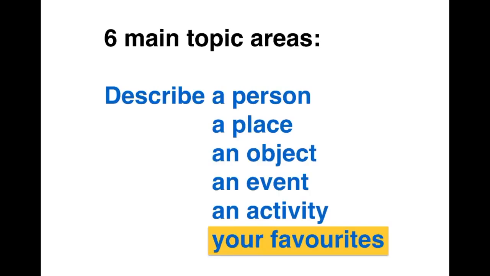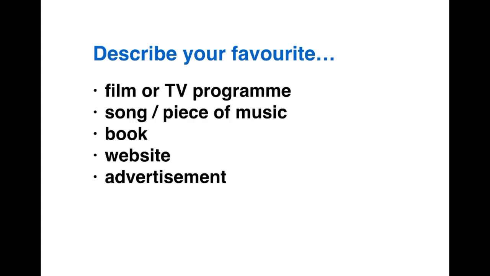This is the last lesson in the series of lessons that I've been making for IELTS Speaking Part 2. In this lesson, we'll be looking at the last of the 6 main topic areas, Describe Your Favourites. For this topic area, I've seen questions in the real test or in the official IELTS books, such as describe your favourite film or TV programme, your favourite song or piece of music, your favourite book, your favourite website, and your favourite advertisement. So we should be ready for these possible tasks.